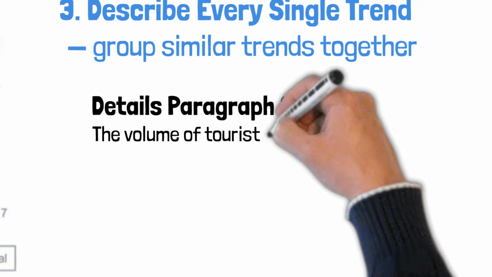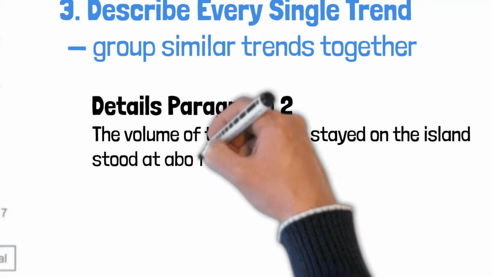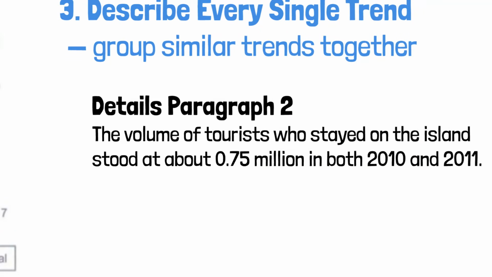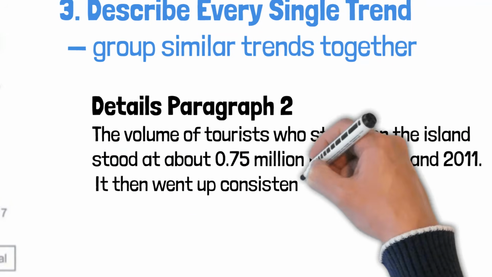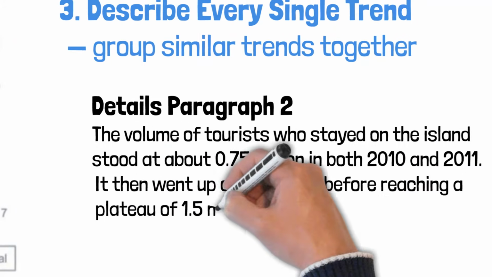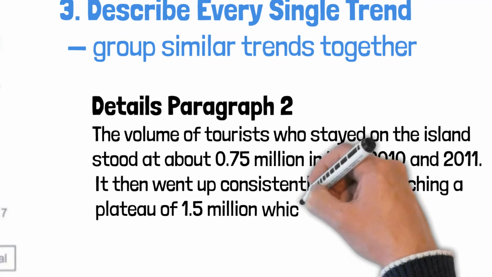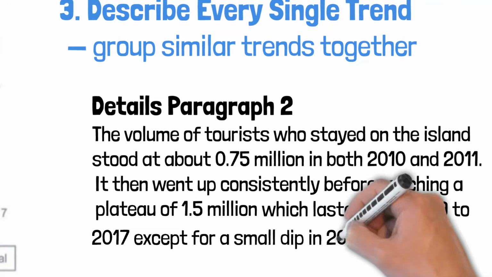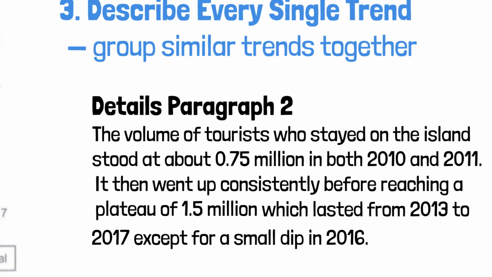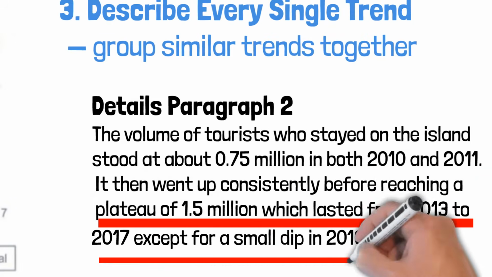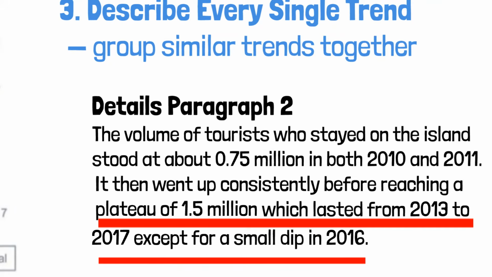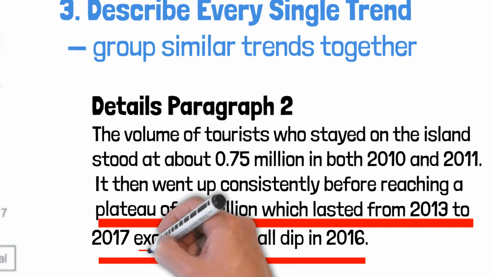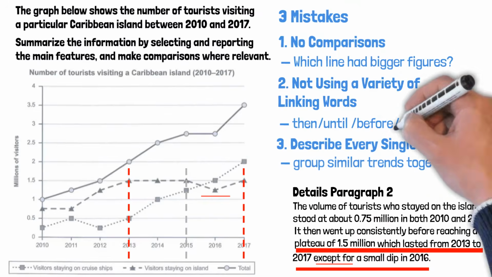The volume of tourists who stayed on the island stood at about 750,000 in both 2010 and 2011. It then went up consistently before reaching a plateau of 1,500,000, which lasted from 2013 to 2017, except for a small dip in 2016. Please pay attention to how I described the 2013 to 2017 plateau and the 2016 exception. Also note the linking words I used. I will add except for here.